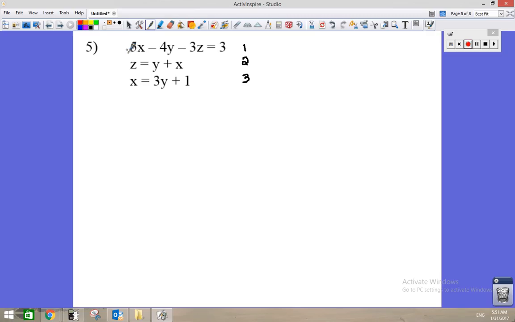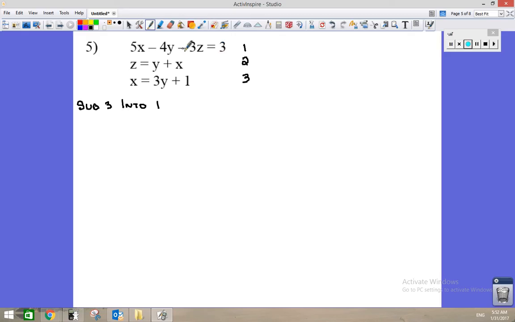In equation 1, we have all three variables. In equation 2, we have all three variables. And in equation 3, we only have two of them. So what I'm going to do is take equation 3 and substitute it into equation 1 and then into equation 2. So let's sub equation 3 into equation 1. So if we do that, then we'll no longer have x's.